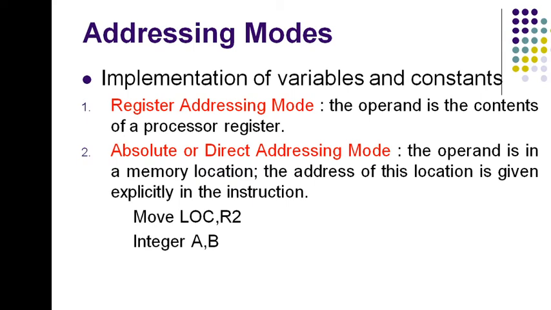That is, integer a, b. In high level programming languages, this declaration will cause the compiler to allocate a memory location to each of the variables, that is variable a and variable b. So whenever they are referenced later in the program, the compiler can generate assembly language instructions that use the absolute mode to access these variables.